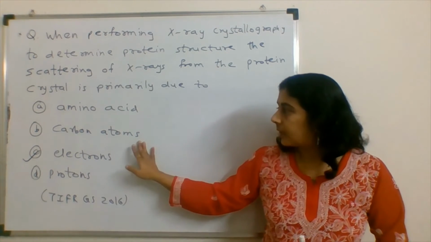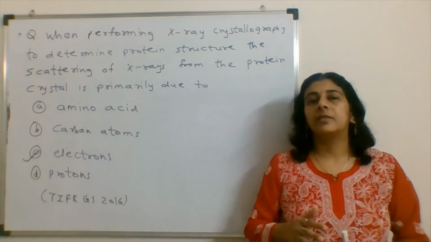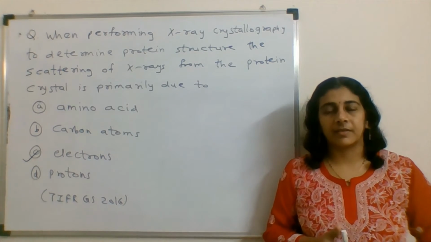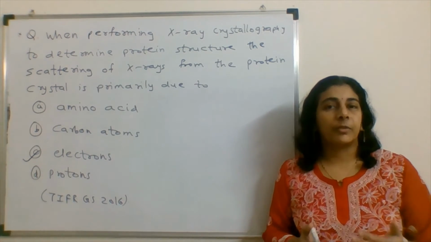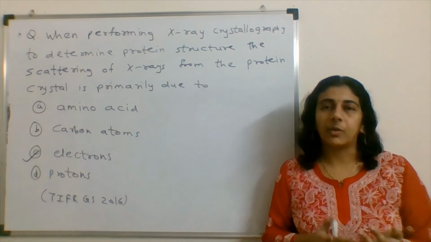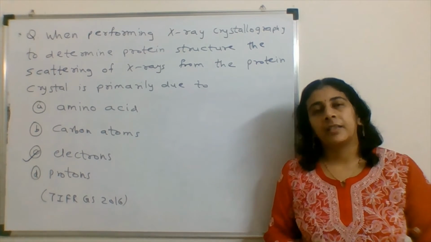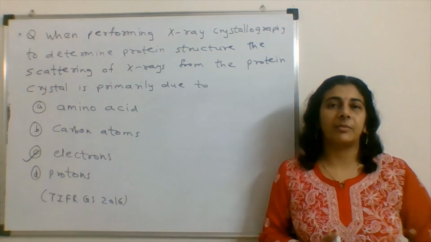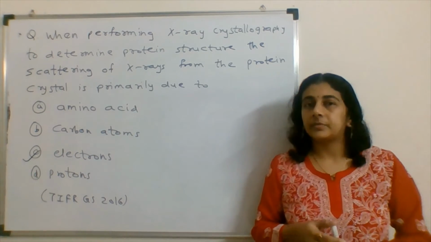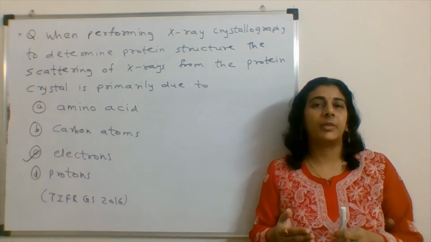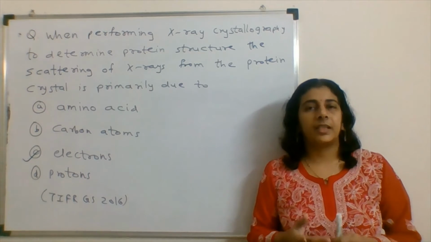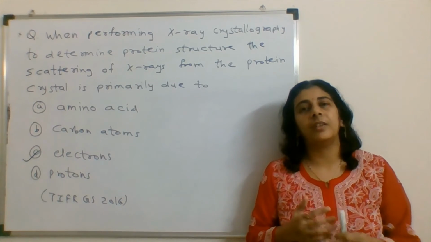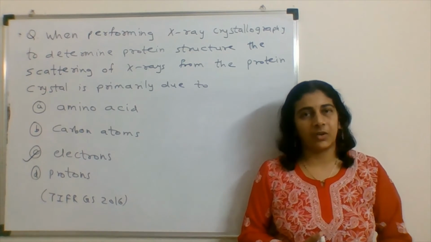Secondly, there is the option carbon atoms. So the carbon atom is the main atom which is present in all biomolecules. If we see the four biomolecules we routinely study, proteins, nucleic acid, carbohydrate and lipid, in every biomolecule we find carbon atom as a main atom. So again, if we perform X-ray crystallography, the same thing happens here also. In the atom, due to the presence of electrons, the X-ray scattering occurs.